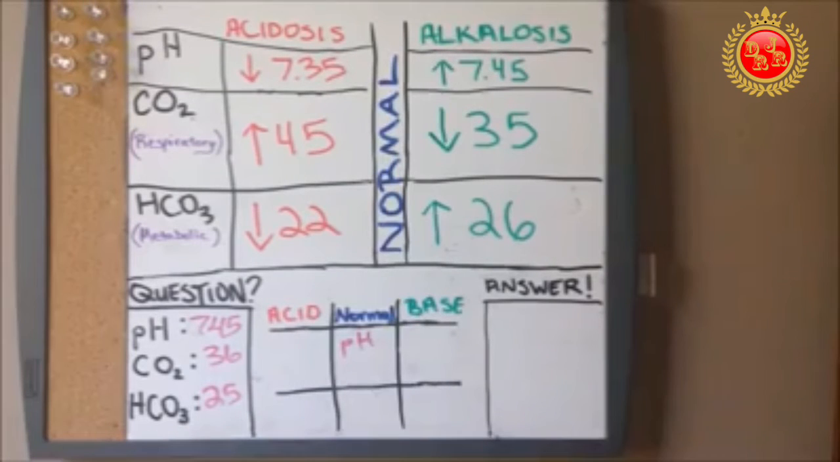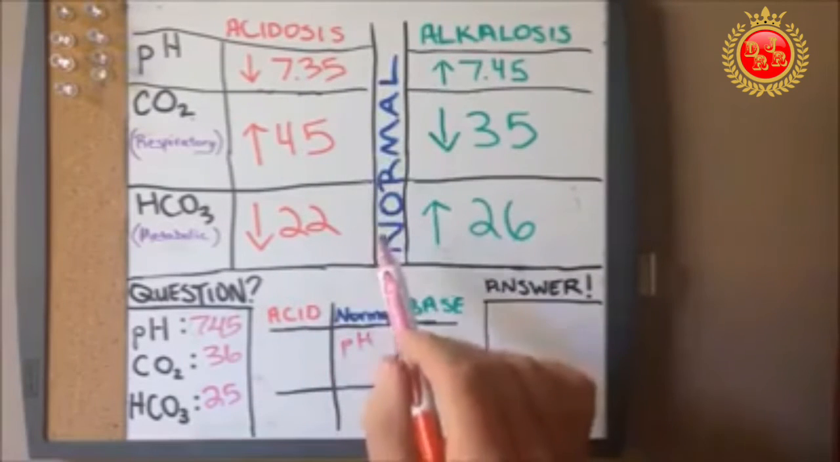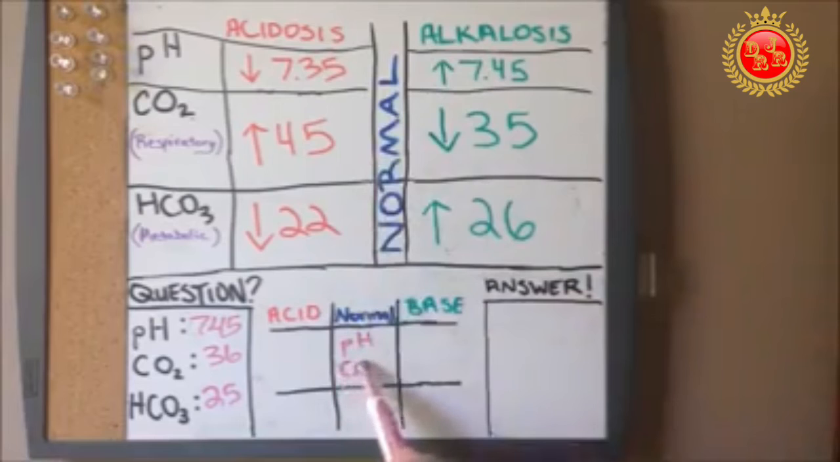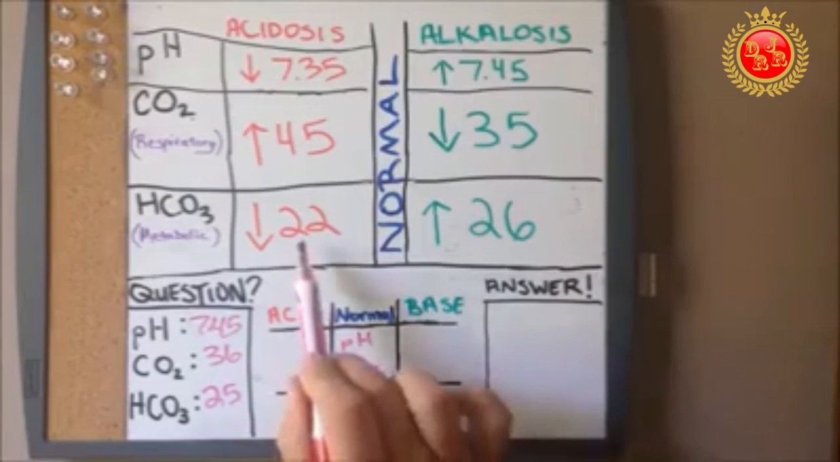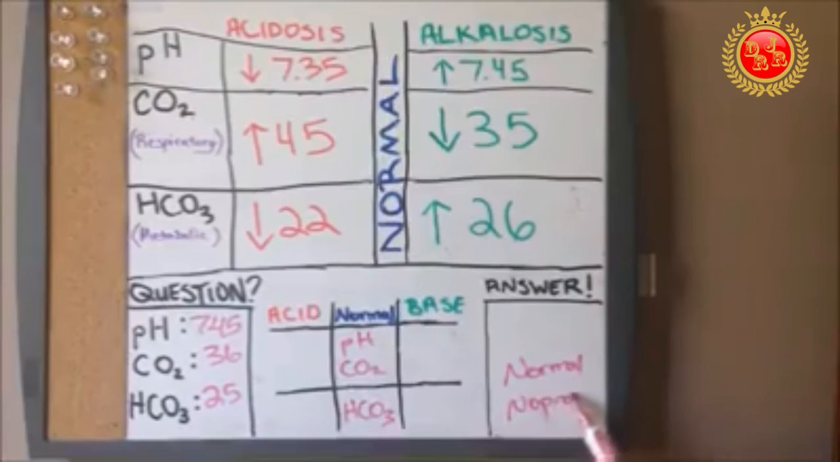A CO2 of 36 is in between 35 and 45, therefore it's normal. So we will write our CO2 in the normal column. And our bicarbonate of 25 is in between 22 and 26, indicating that it is normal and our patient is not having any blood pH issues. And this is what we want to see in our patients, a healthy, normal ABG value. So over here, we'll just write normal or no problem, whatever you want to write.